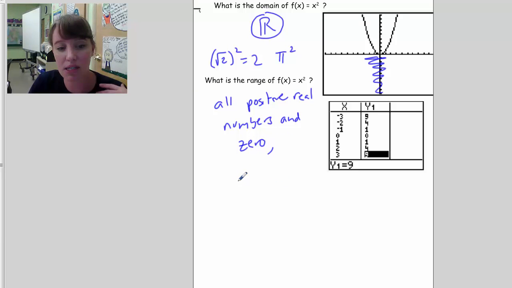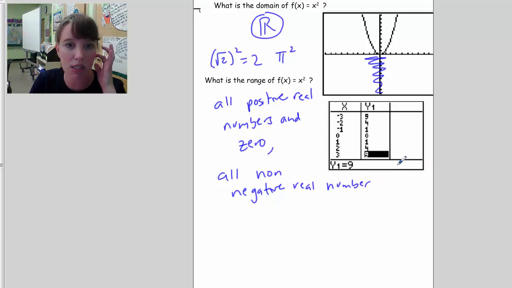Another way of saying this is all non-negative real numbers, because that would include 0. So that's another way of saying the same thing. Okay, so that's the domain and range of the parent function.